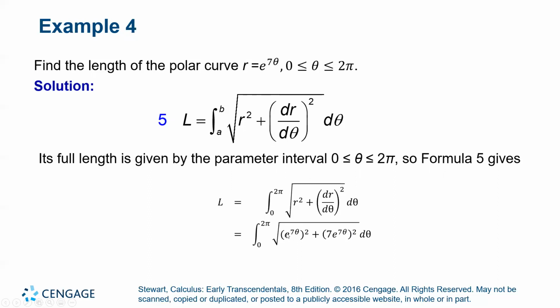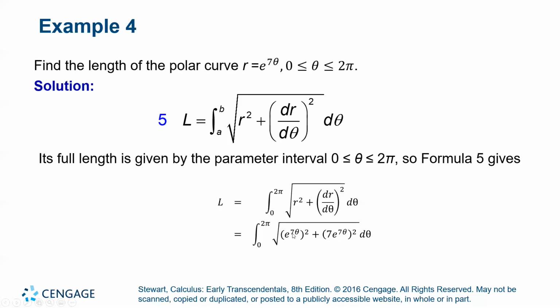So on the bottom here, we have the arc length formula filled out. So e to the 7th theta squared is r squared, and 7e to the 7th theta squared is dr d theta squared. So now that you have r squared filled out and dr d theta squared filled out, the rest of the problem is the calculus part. Figure out what the antiderivative is.